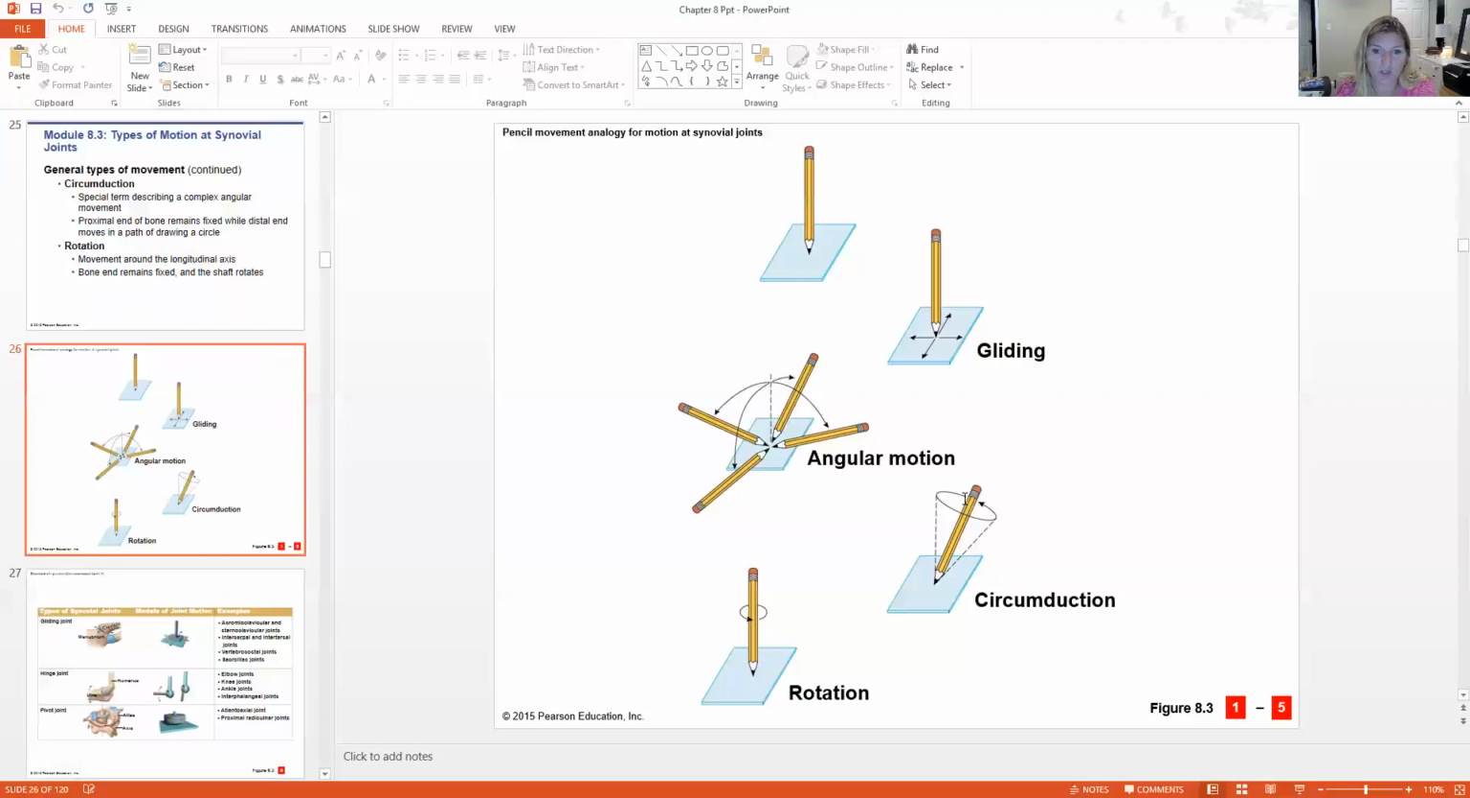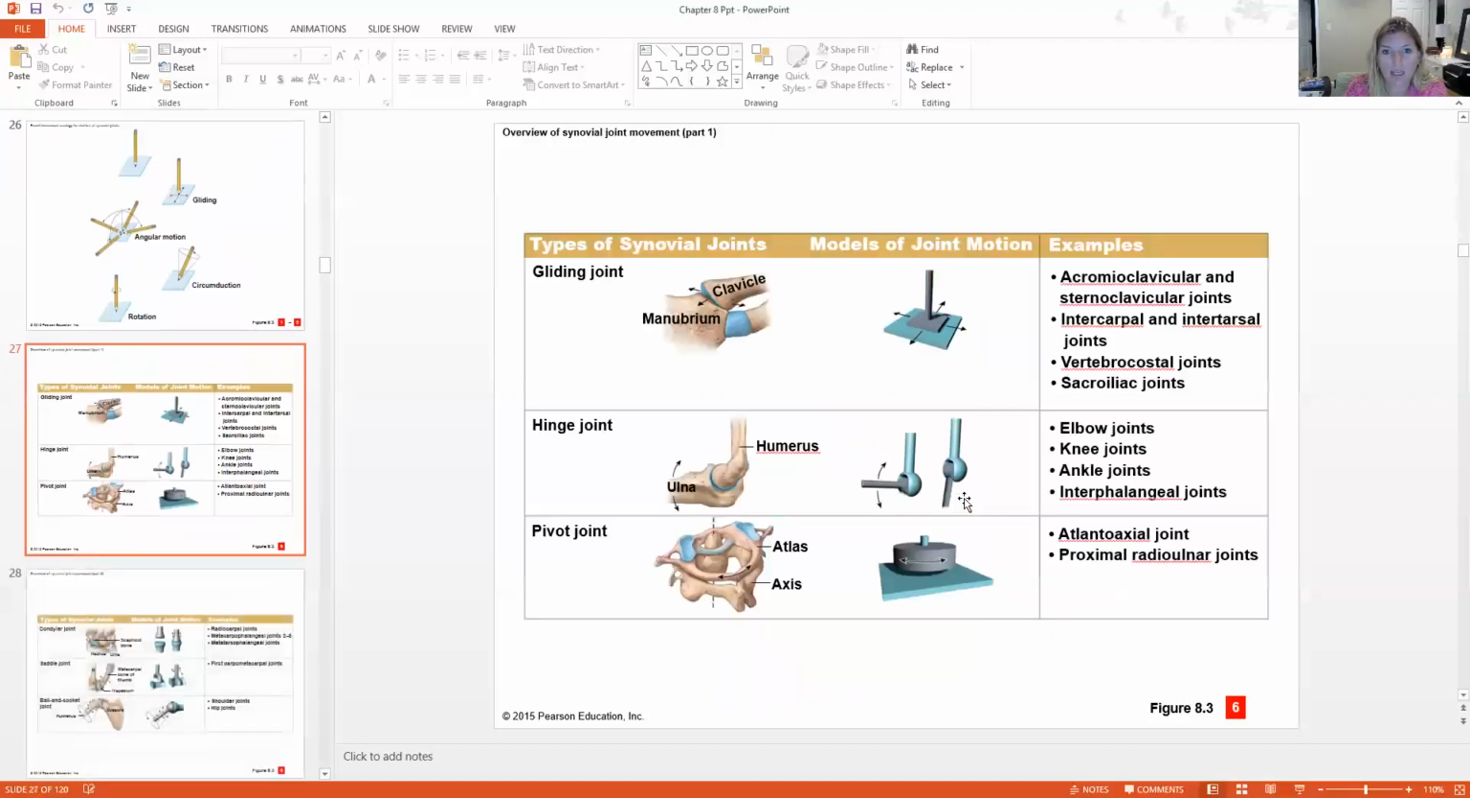This is just showing you the different movements, and we can classify our joints based on those movements, like a gliding joint, for instance, the clavicle and manubrium. Those 2 surfaces are fairly flat and they can glide against each other. If you fall, that clavicle and sternum can kind of move just a little bit to help absorb that shock. Some other examples are the sacroiliac joints on the back of the pelvis. Very good example of a gliding joint.